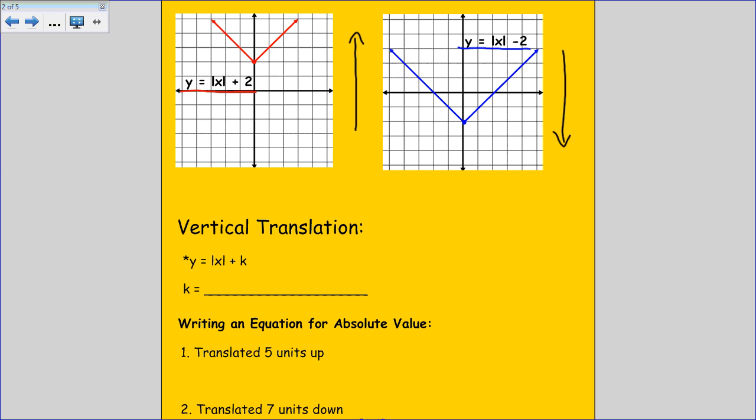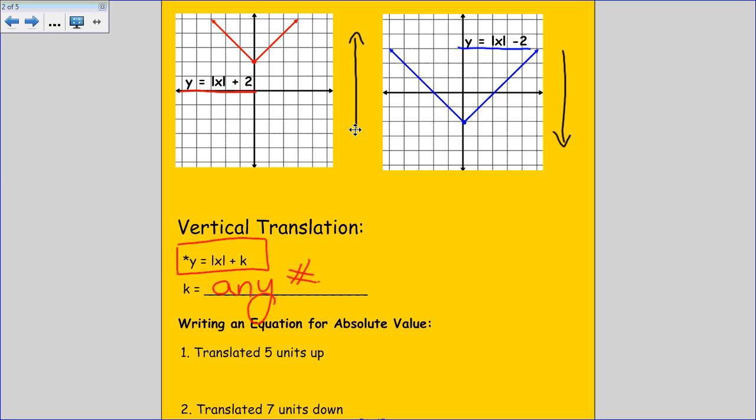So if you look at it, which one do you think, if you could write a formula, would be a formula for translating an absolute value up? We have it right down here. It's y equals the absolute value of x plus k, and k would be any number, okay? And here it would be a number on your y-axis.